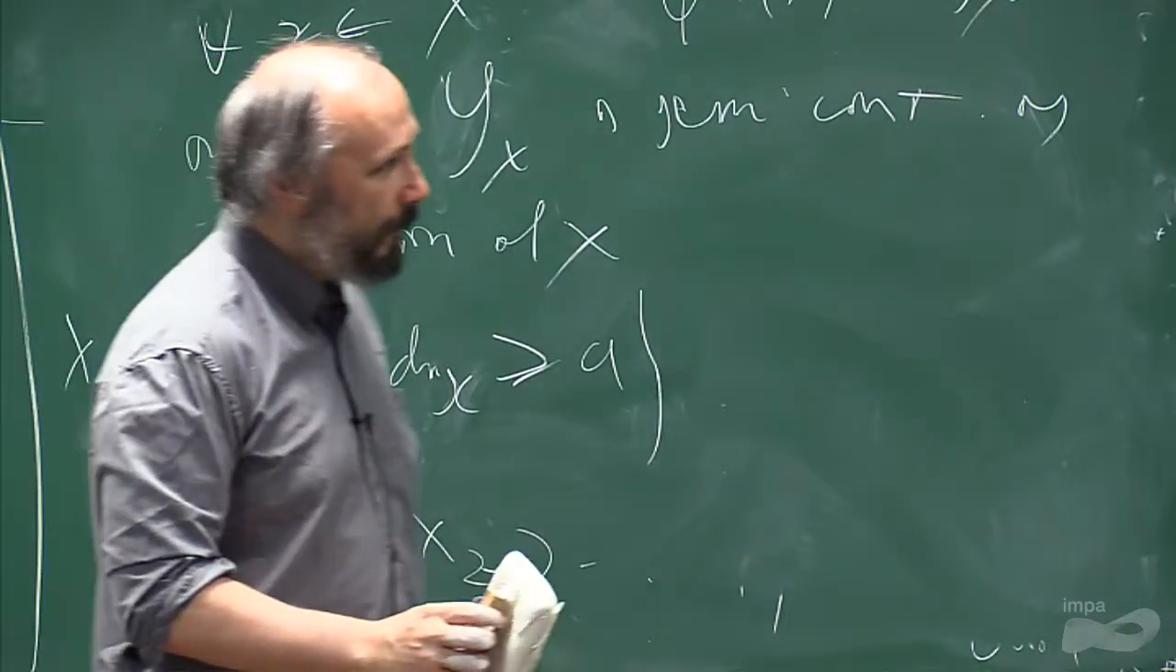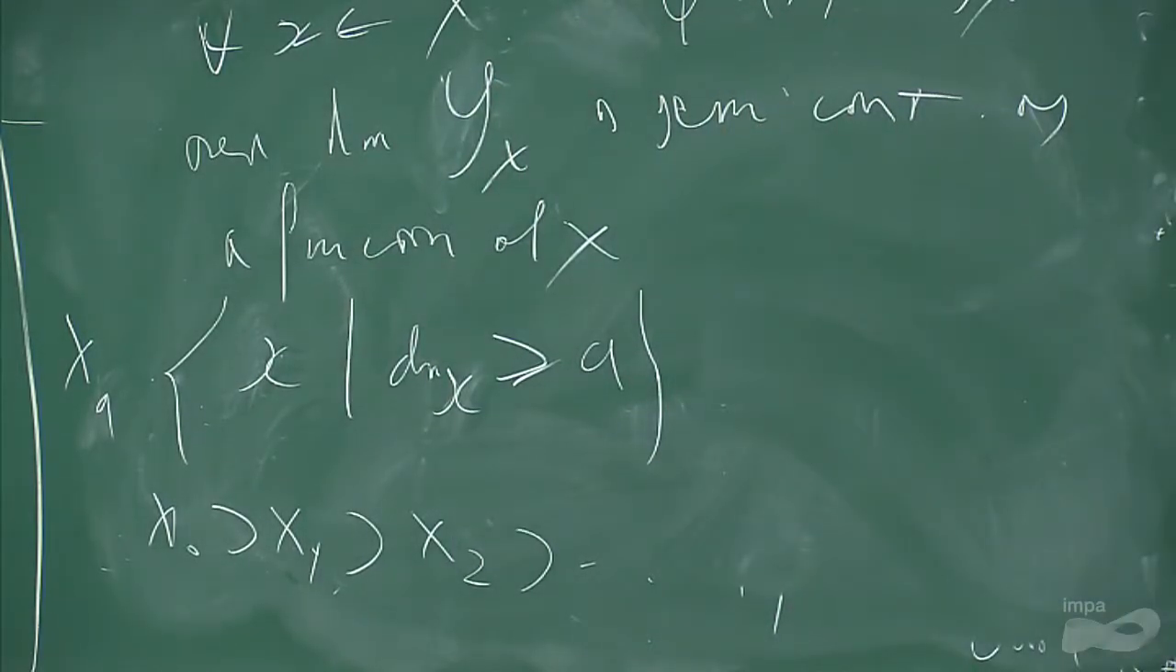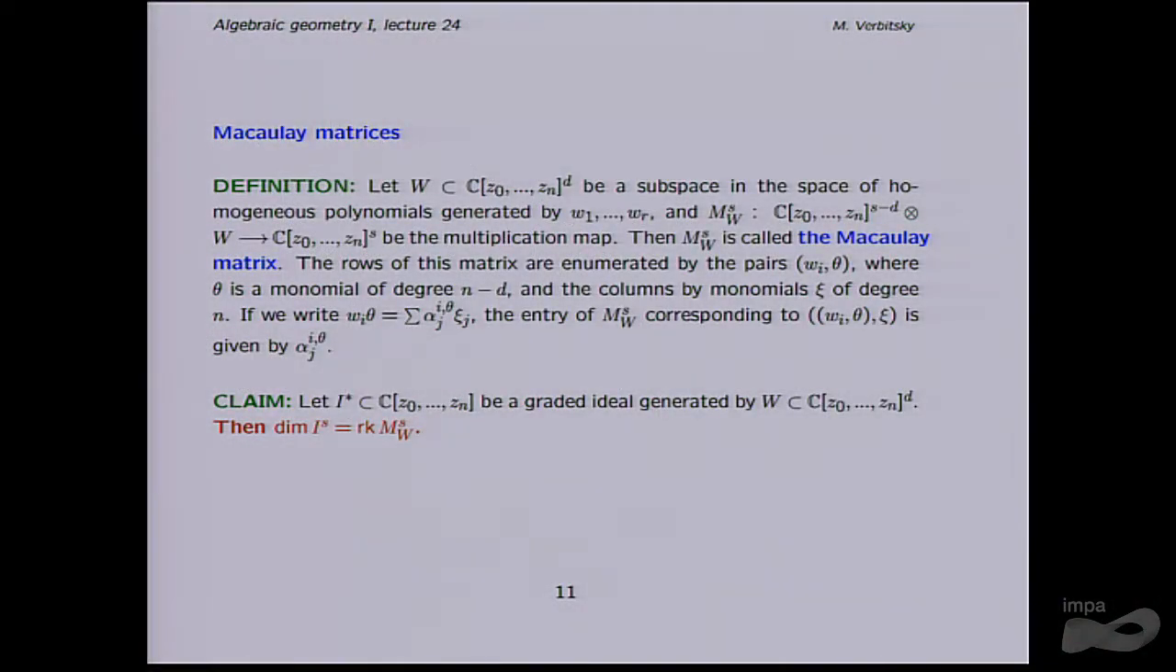This is just a reminder. So what you have is a graded ring defined by an ideal. You have A star, a quotient of the polynomial ring, generated by W1 through WR inside the degree D component.